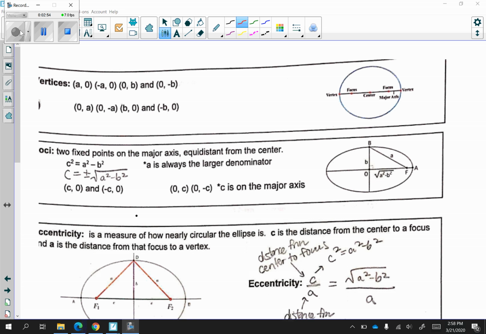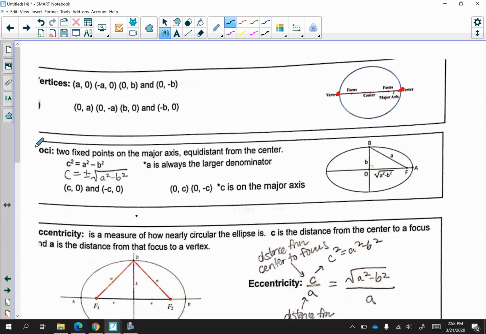We have more definitions. The first one being vertices: A comma 0, negative A comma 0, 0 comma B, 0 comma negative B, or vice versa. This all depends on whether your x-axis or your y-axis is the major axis. But just notice here are your vertices.